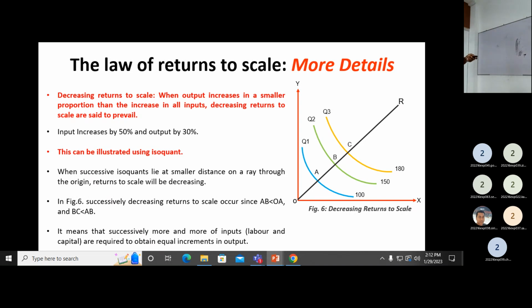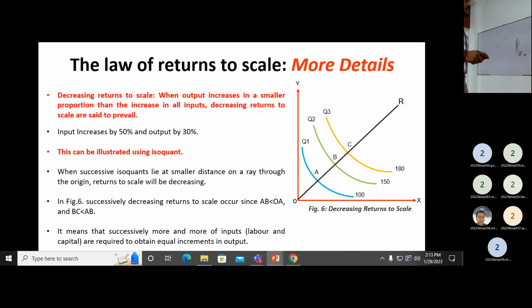Your gap between BC is lower than the gap between AB. Right? So when successive isoquants lie at smaller distance or closer to the origin, return to scales will be decreasing. Return to scales will be decreasing. So here you could say AB is lower than OA and BC is lower than AB.